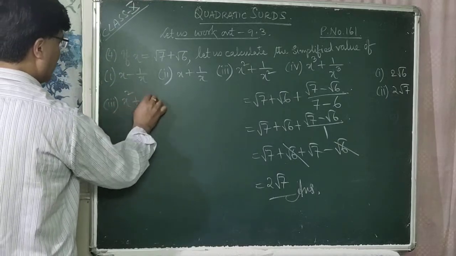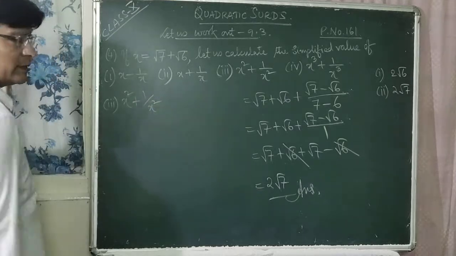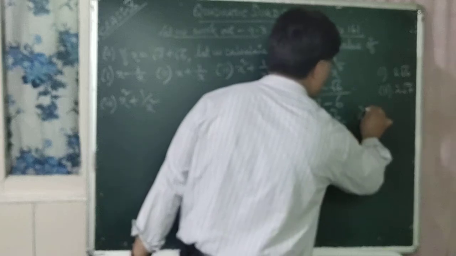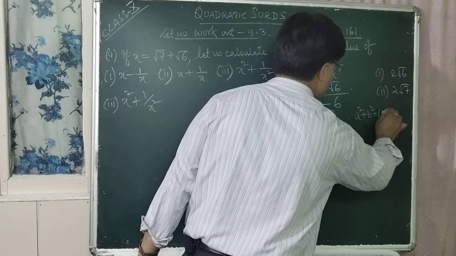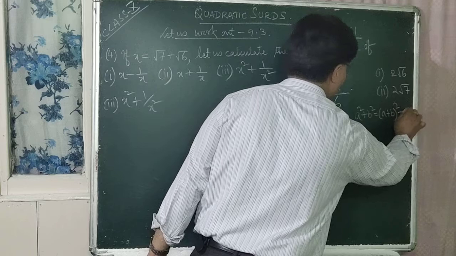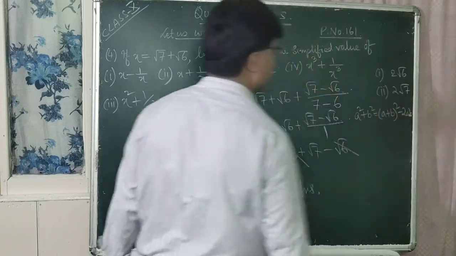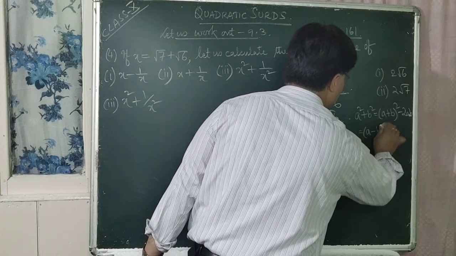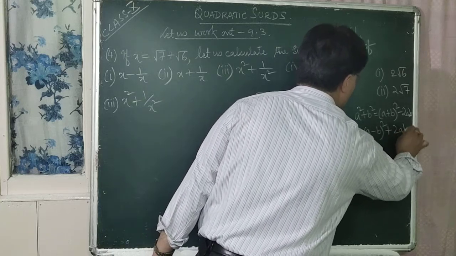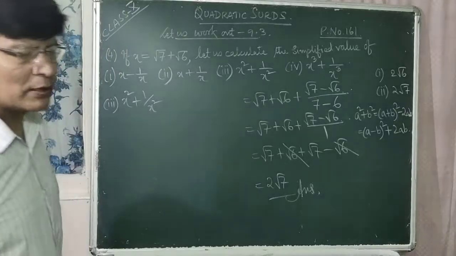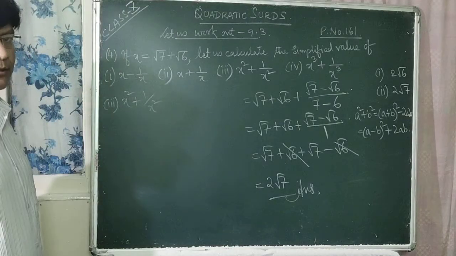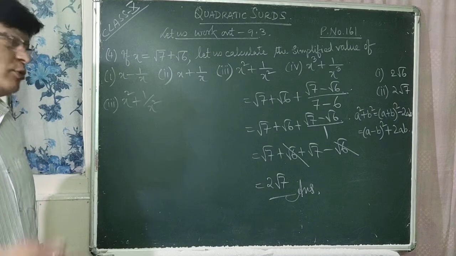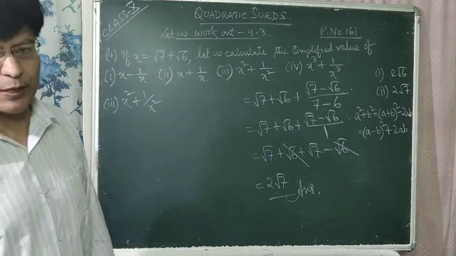x square plus 1 upon x square. So which formula is used here? It is a square plus b square is equal to a plus b whole square minus twice ab. Or you may use the formula a minus b whole square plus 2ab. You may use either of these two formulas. Okay? So let us use the first one, a plus b whole square minus 2ab. You may use a minus b whole square plus 2ab also.